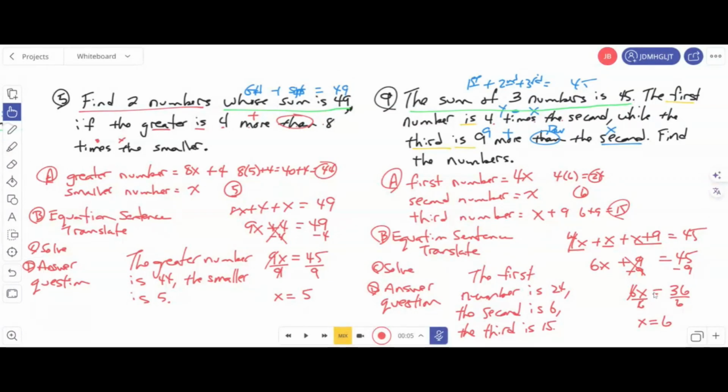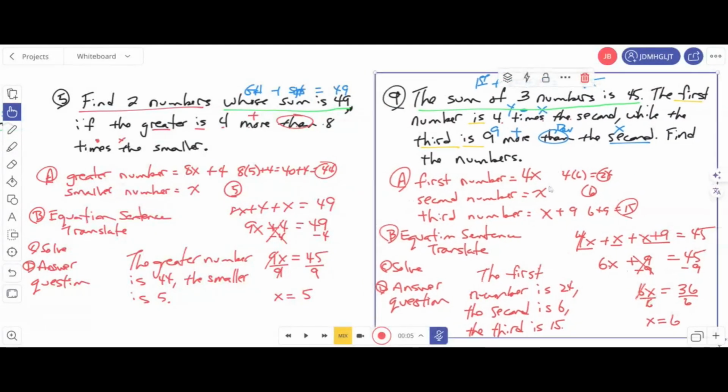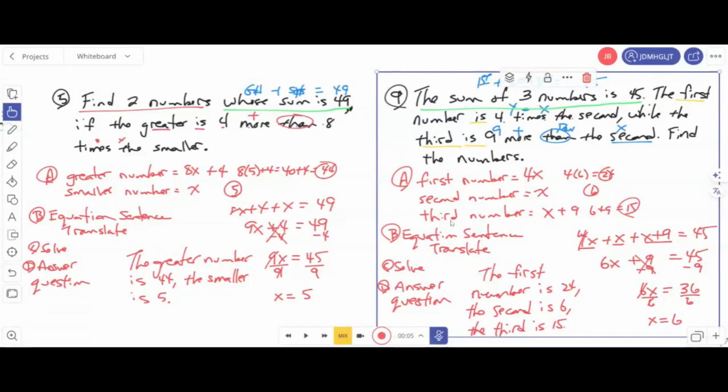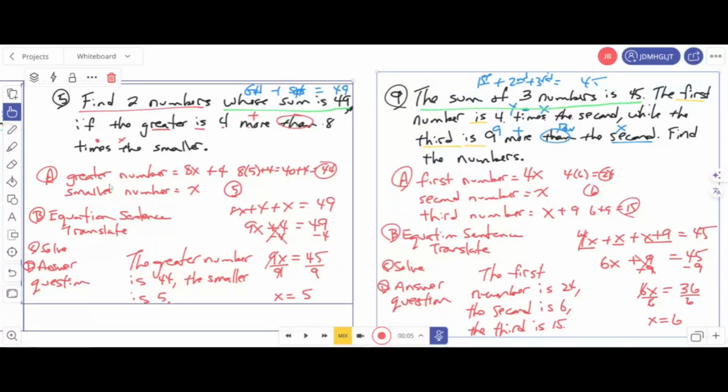So you see, the problem's not worked any different. You've got to find a sentence that says the first number is. You got to find a sentence that says the second number is. You got to find a sentence that says the third number is. One of them will be missing. The one that's missing, that's the one you call X.